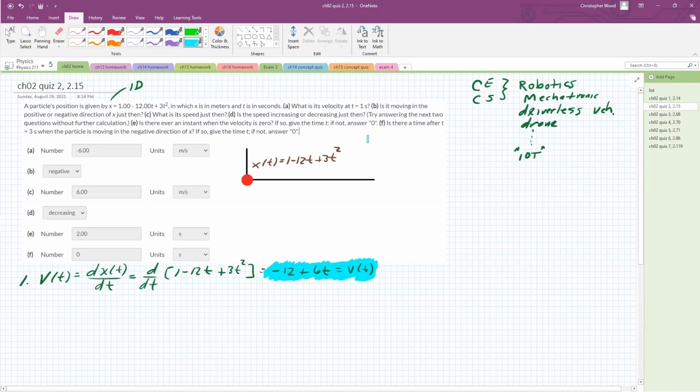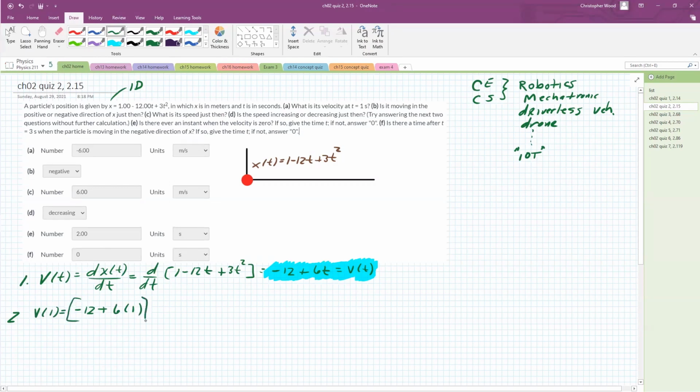So it says, what is the velocity at 1 second? The velocity at 1 second is number 2. So velocity at 1 second equals minus 12 plus 6 times 1 second. And the units here, collectively, are going to be meters per second.